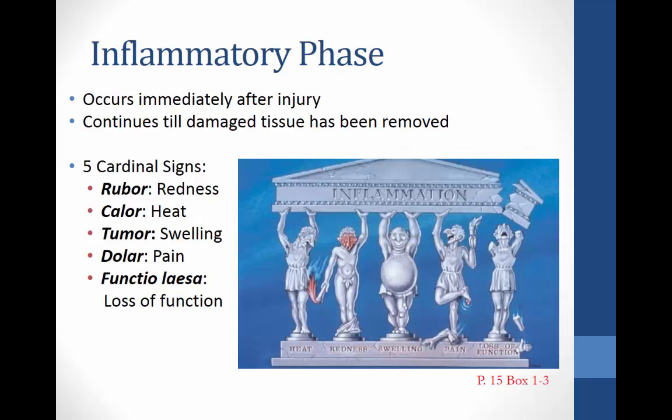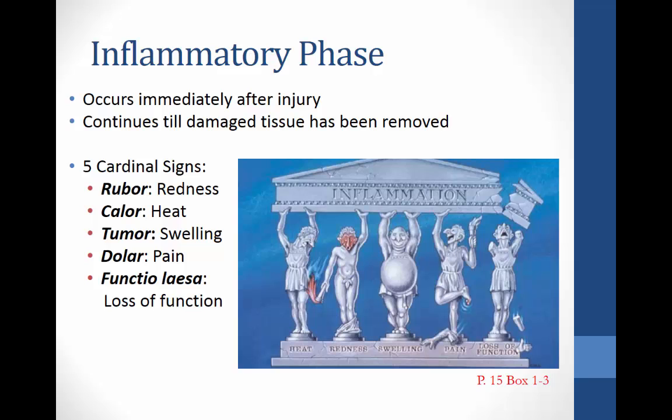There are 5 cardinal or primary signs of inflammation that are often referred to by their Latin names. Inflammation is the body's natural physiological response occurring immediately following injury. In the initial phase of healing, the inflammatory response contains, destroys, and dilutes the injurious agents and attempts to localize the tissue damage. The movement of plasma and leukocytes to the involved area produces the cardinal signs of inflammation.